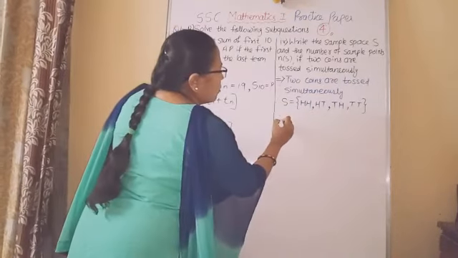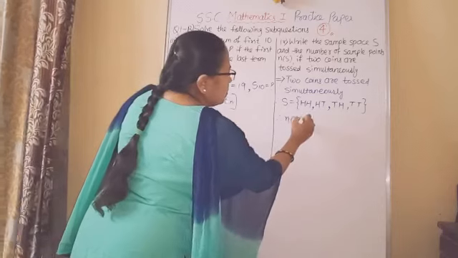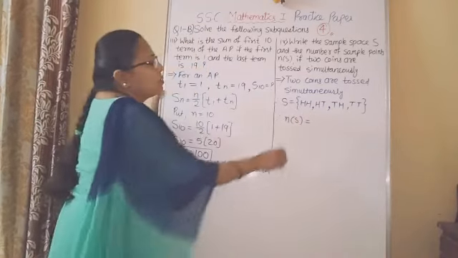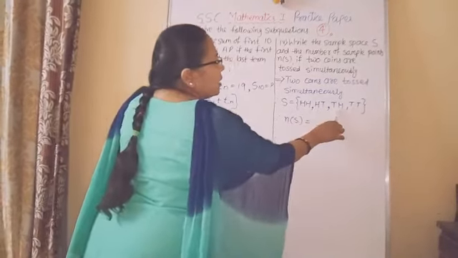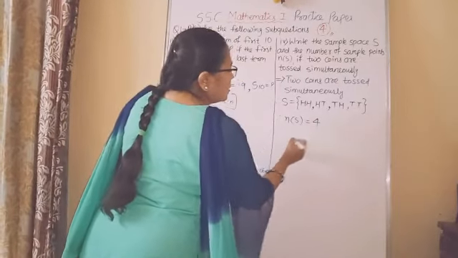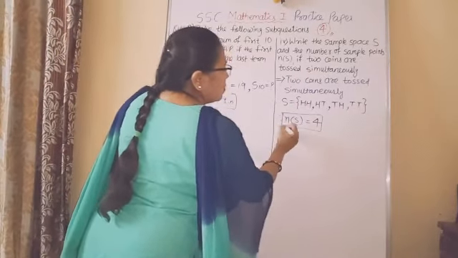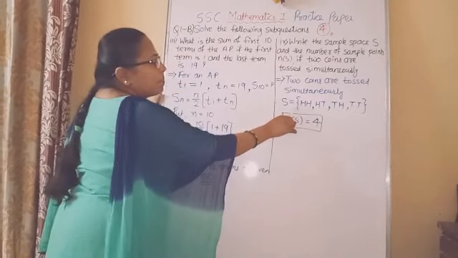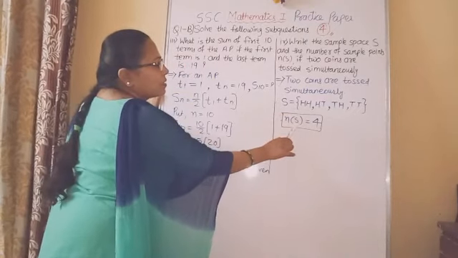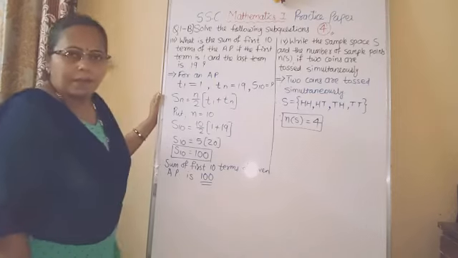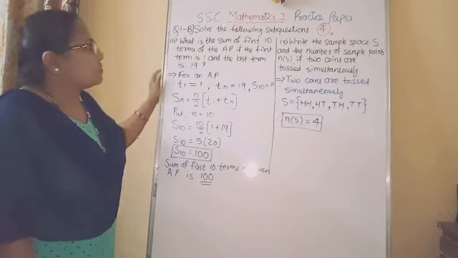Then we have to write number of sample points. 1, 2, 3, 4. So number of sample points is 4. So for this sample space half mark, for this number of sample points half. Followed how to solve this 1 mark question.